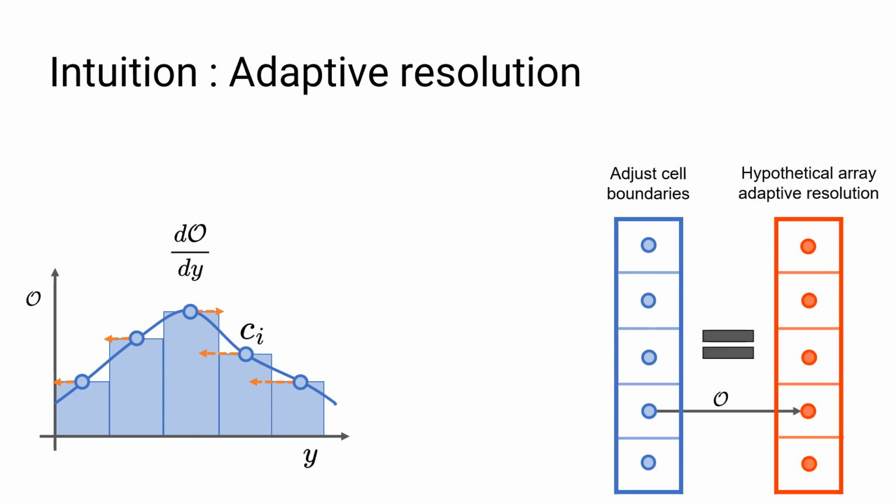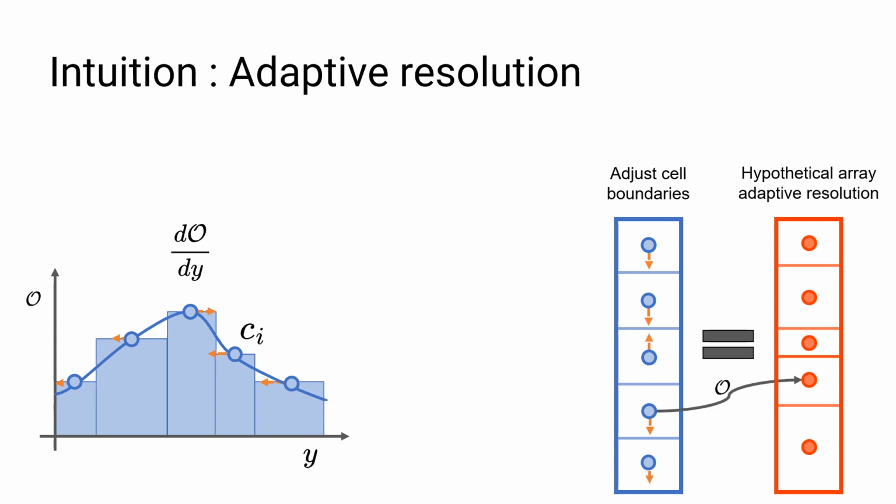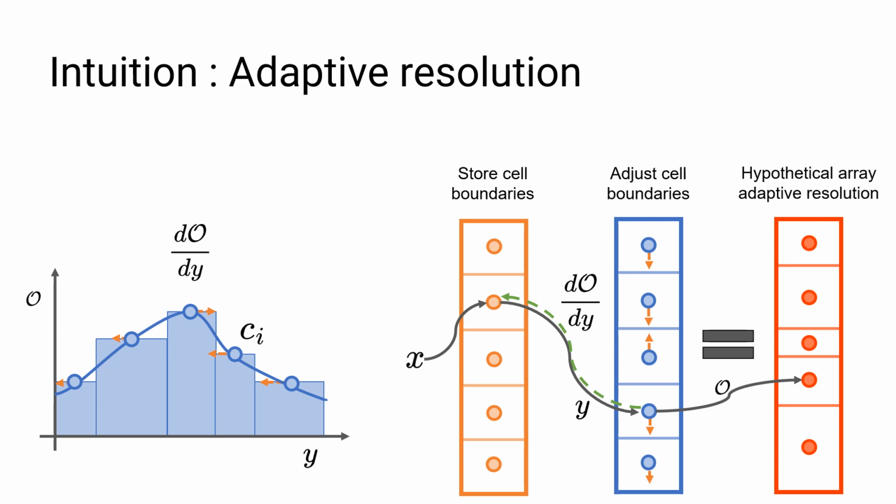Let us also show a hypothetical array in red with variable cell boundaries. In such case, the gradient represented by the orange arrows should move the cell boundaries on the red array as shown. In practice, the information regarding the cell boundaries is stored as pointers in the primary array. The primary and the cascaded array combined represents the adaptive resolution as illustrated by the hypothetical red array. With this, we conclude our explanation regarding adaptive resolution in differentiable indirection.